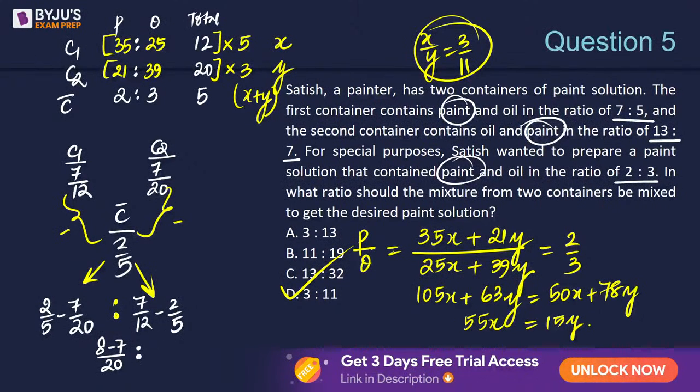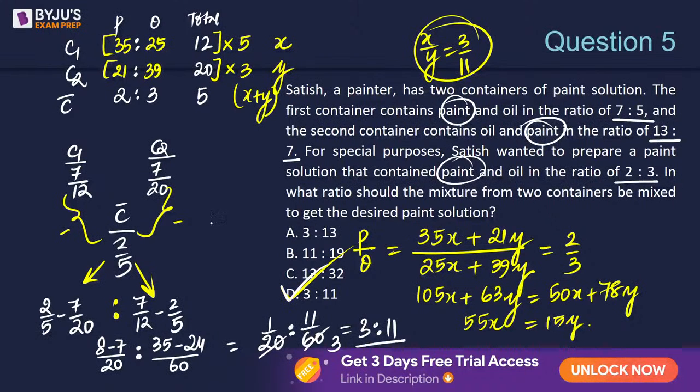That is 1 by 20. 12 into 5 is 60. So 7 into 5, 35, 12 into 2, 24, by 12 into 5, 60. So this results in 1 by 20 is to 11 by 60. 20 and 60, this is 3 times. If you rearrange, you will get 3 is to 11. So this is another way of solving the same question. This approach is called alligation, where you put in the two values and the average lies in between.